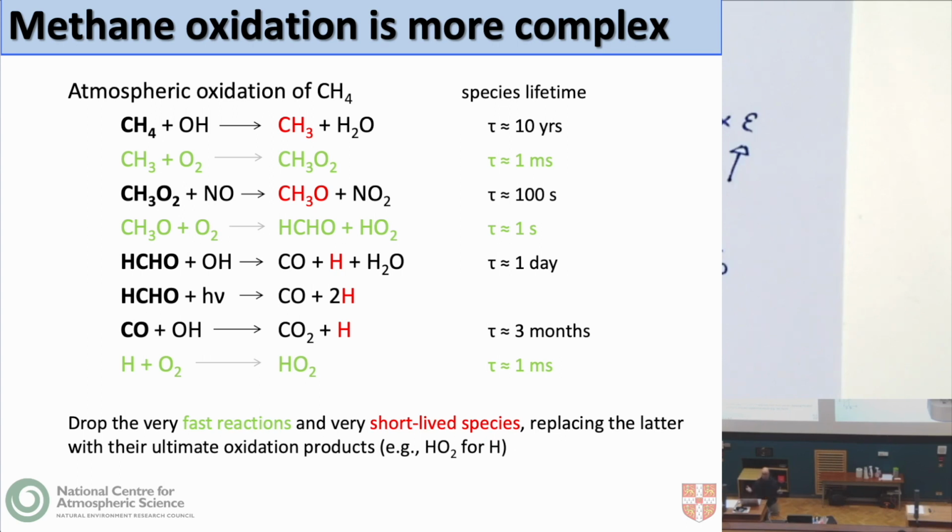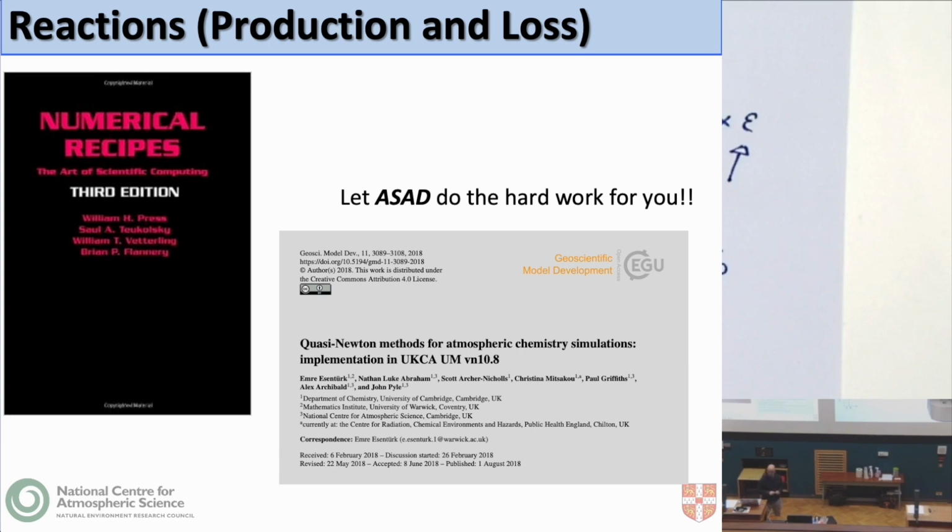And one of the arguments for skipping that reaction is if we look at the time constant for that reaction, well, it's 1 millisecond. The chemical time step in UKCA is 1 hour. So what's the point in trying to solve something that's happening on the order of milliseconds when we've only got an hour that we're solving chemistry over? And same again for all those. But like I said, let ASAD do the hard work for you.